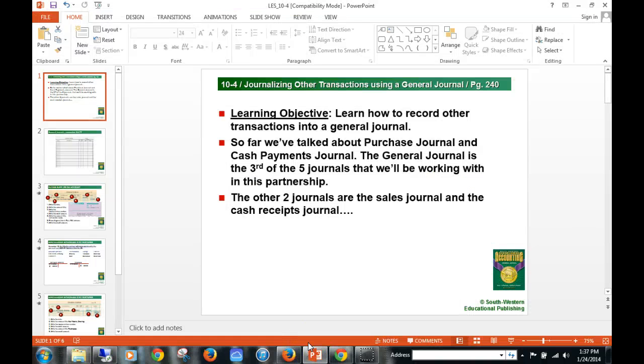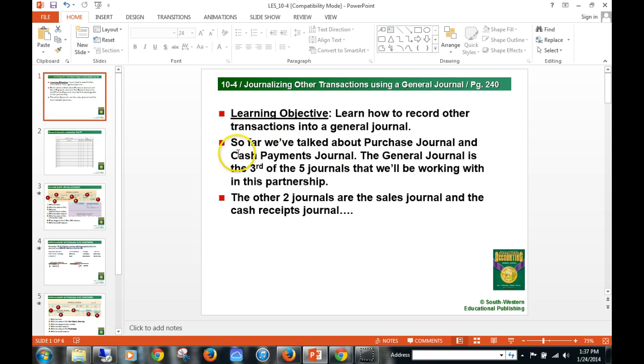Well, the last section in Chapter 10, dealing with journalizing transactions, is on page 240, Chapter 10-4, journalizing other transactions using a general journal. So far, we've talked about purchases. Purchase merchandise on account is always going to go in the purchases journal.